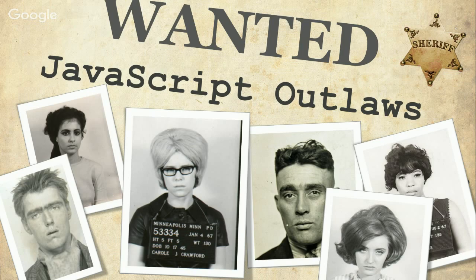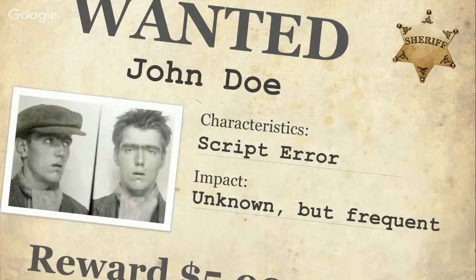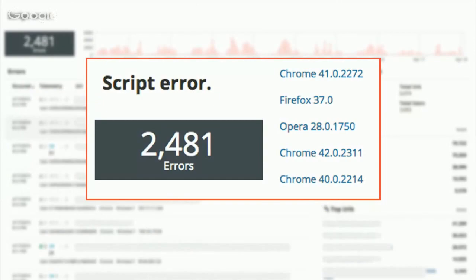Awesome. All right, so let's move on to our first error. This is John Doe, and it comes up to us as script error. Script error is the first thing that you probably ever have to deal with as soon as you begin trying to programmatically capture errors from a JavaScript application. We don't really know what's causing this, but we know it happens a lot.